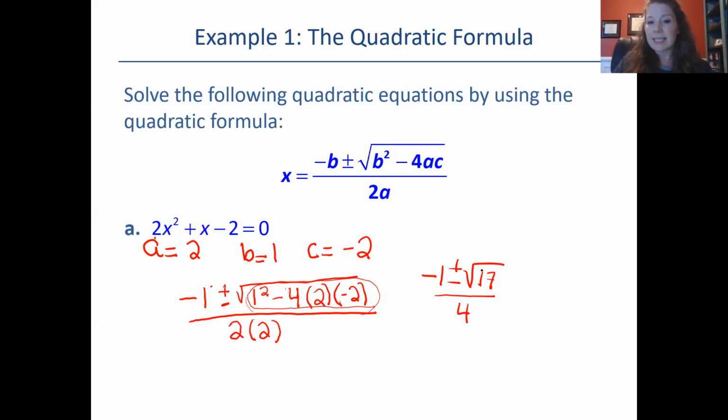Now, when you put these into Hawks, I've already told you that Hawks doesn't have this plus minus sign. So you have to literally type this as 2 different answers. The first answer is -1 plus square root 17 over 4. The second answer is -1 minus square root 17 over 4. And those are our 2 answers. Okay, so that's the first one.